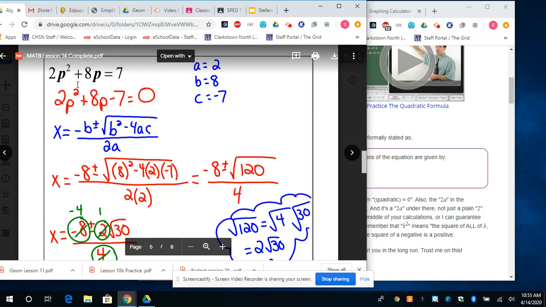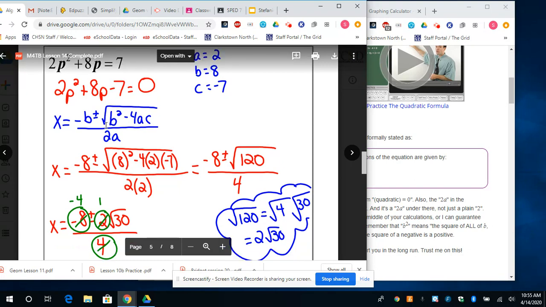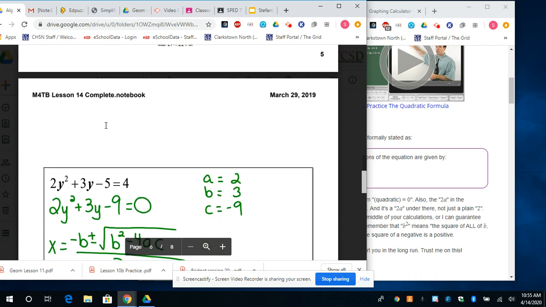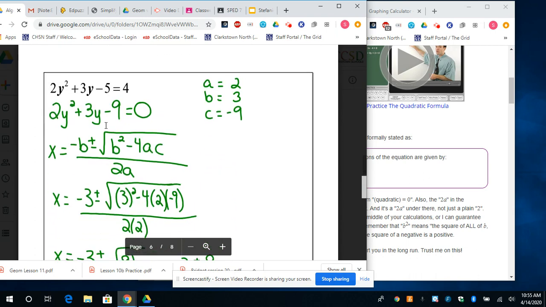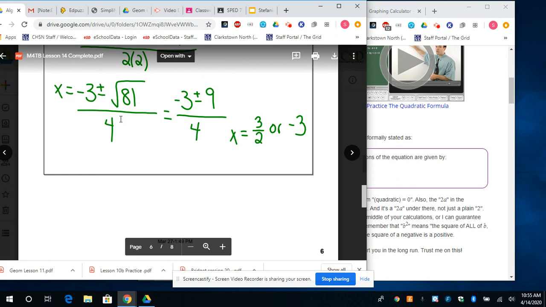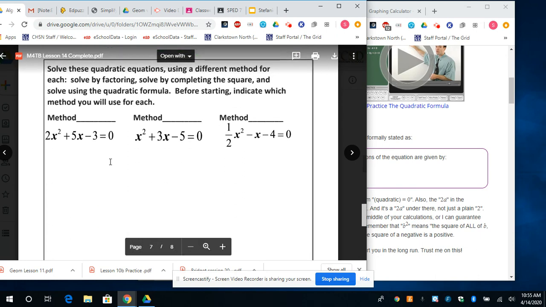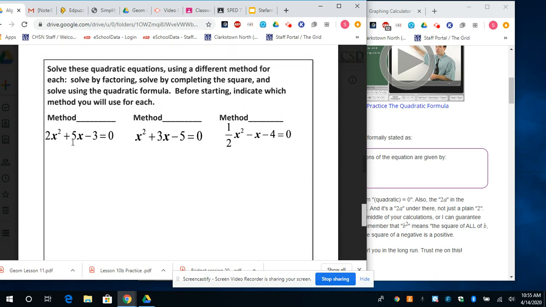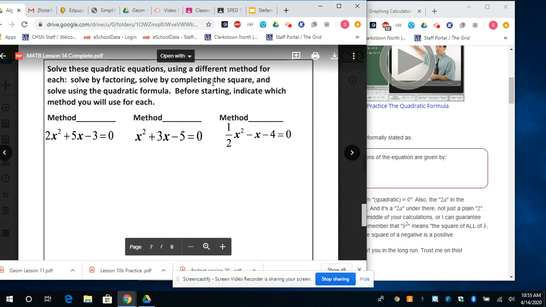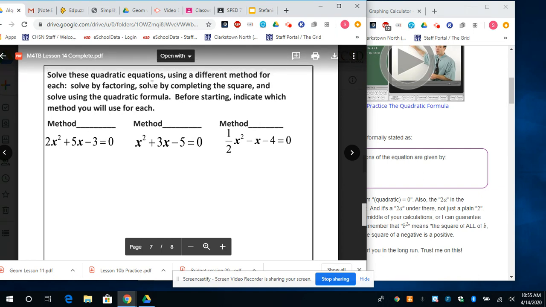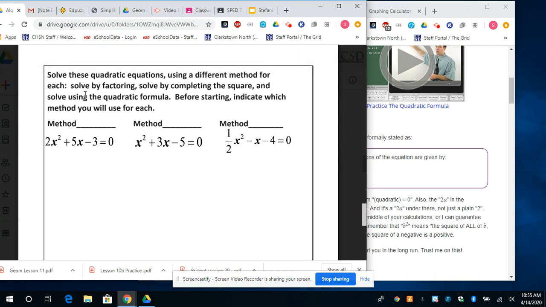You guys for homework are going to do this problem, 2p squared plus 8p equals 7. And again, the answer is here, so you can copy it or you can try doing your own. You're also going to do this one for homework, and then you're going to pick one of these. You're going to do one of these for me, but you're going to solve the equation using a different method for each. Oh, you're going to do all three. You know what? I'm going to make you all do all three.